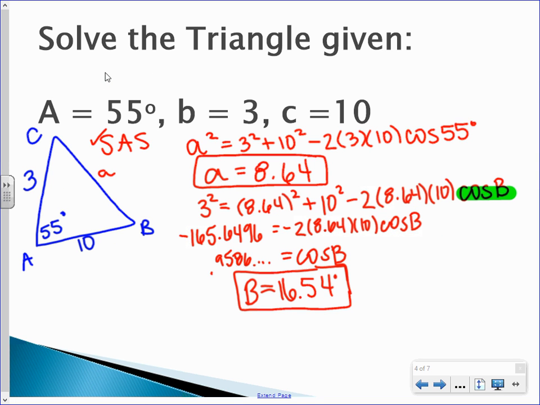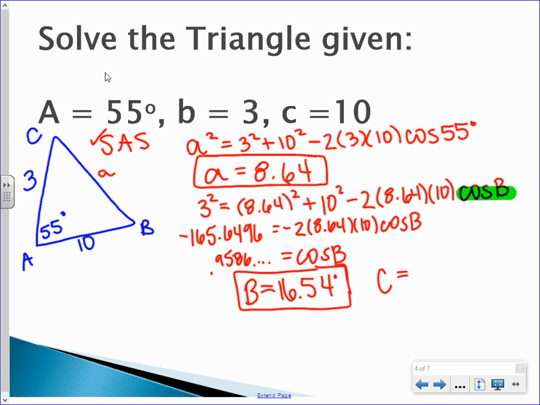So now we have only angle C left to find, okay? And that's the easiest, right? Yeah. Like, to find angle B, if you already found side A, could you just do side angle instead of side angle side?